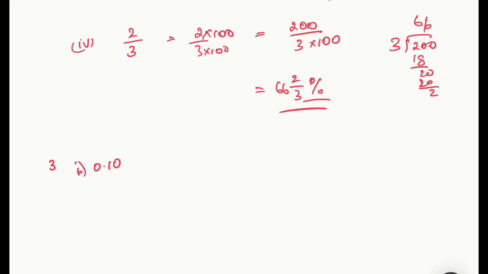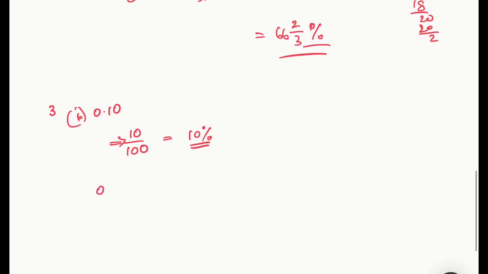0.10 is your first question. How will you express it as a percentage? You can write it as 10 by 100. Correct? 0.10 can be written as 10 by 100. So it is 10 percentage. Correct? Coming to the next one.